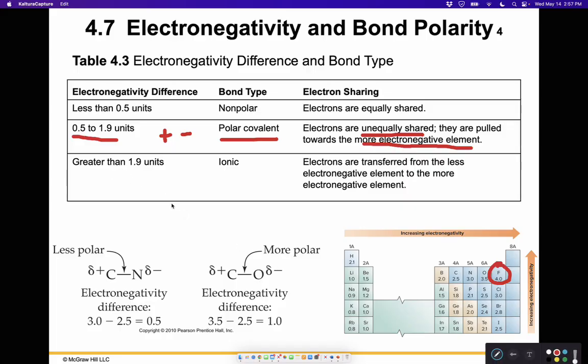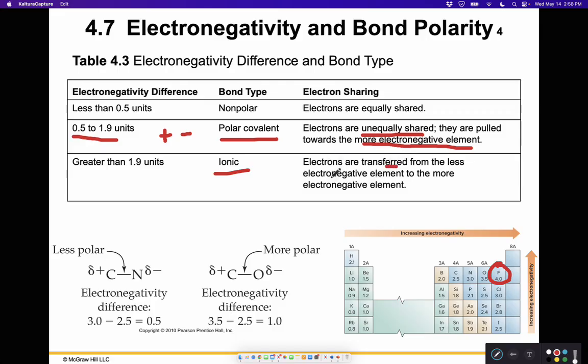So we can see here, if the difference between the two electronegativity values of two elements in a molecule is greater than 1.9, there is a huge difference in their electronegativity. It means we are talking about a special case, known as an ionic compound. We have ionic bonding occurring there. It is no longer covalent, and ionic means we have a transfer of electrons.